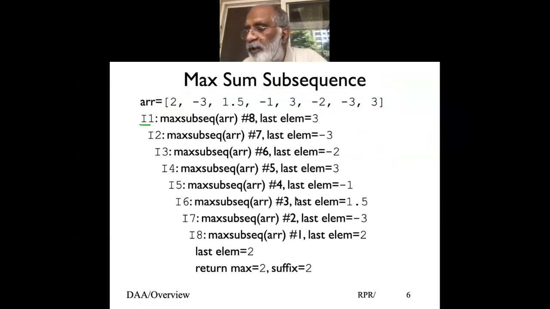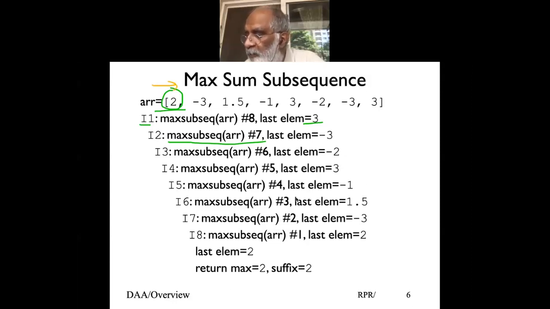My first invocation, array element 8, my last element is 3. Then invoke, reduce the size to further 7. So my smallest size problem is element of size 1. So this is my smallest element of size 1, which is 2. And in this case, my maximum would be 2, and my suffix sum is also 2.